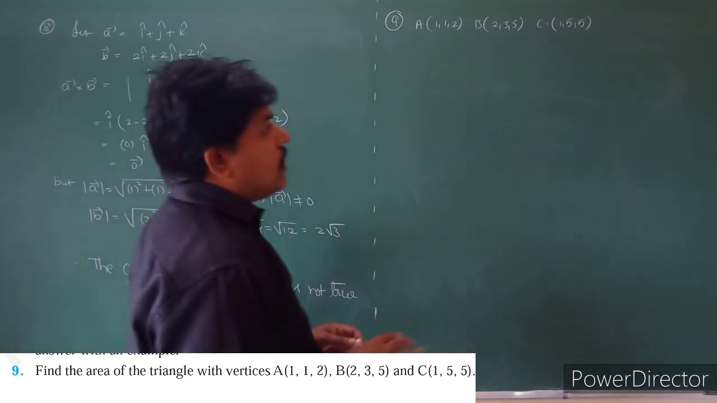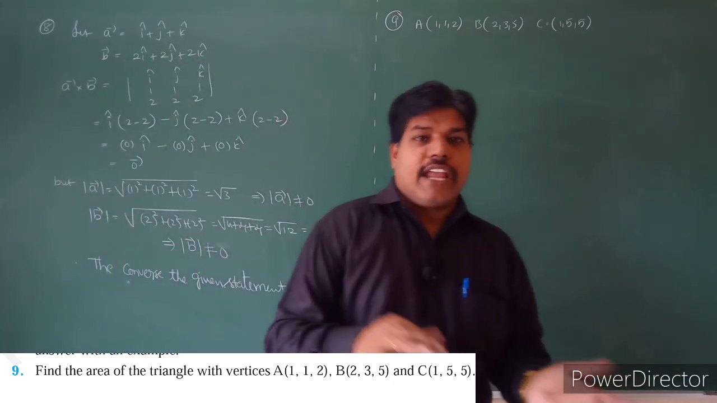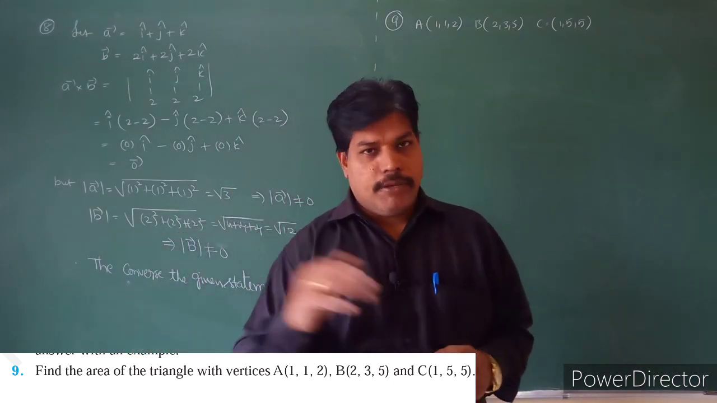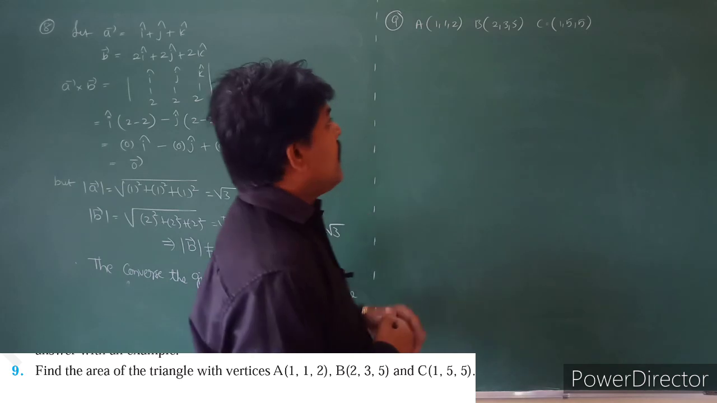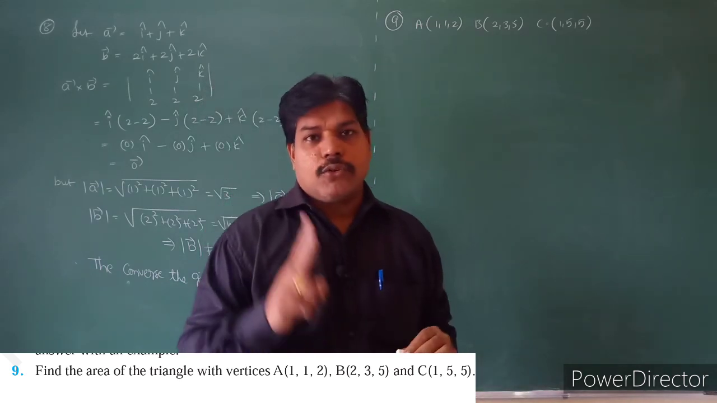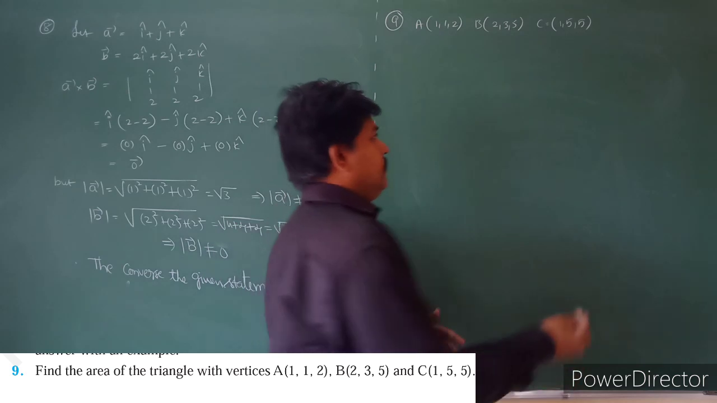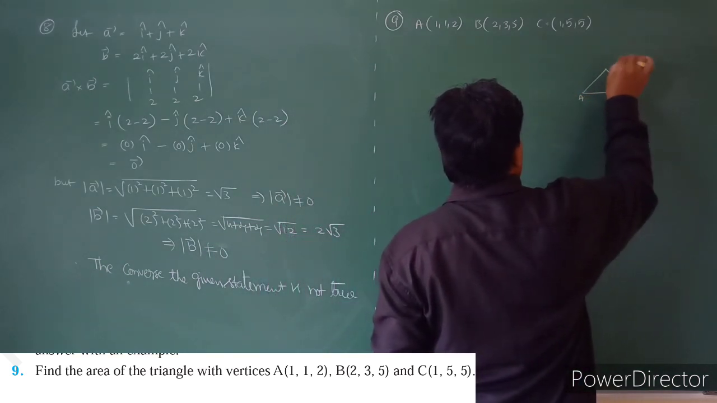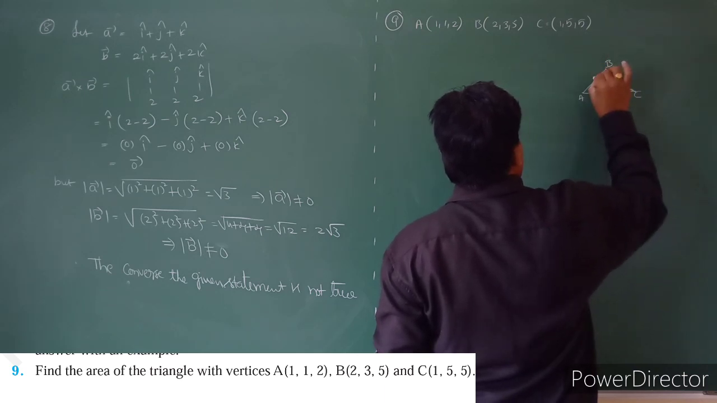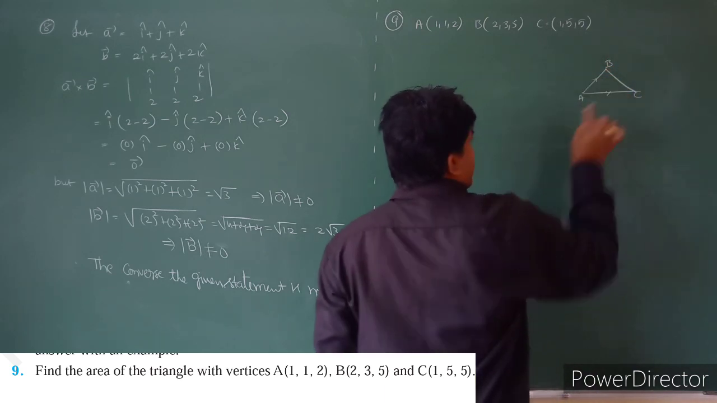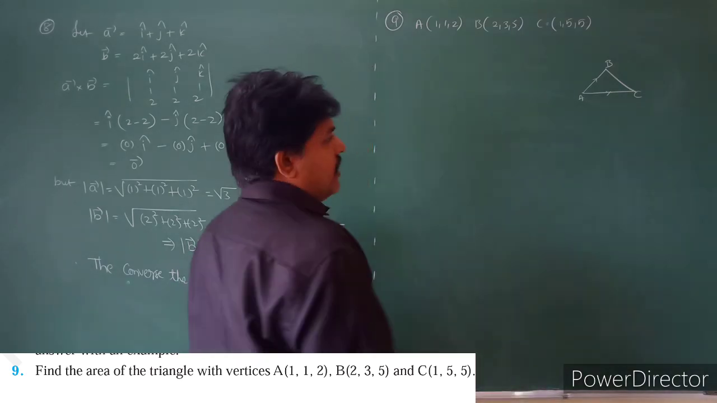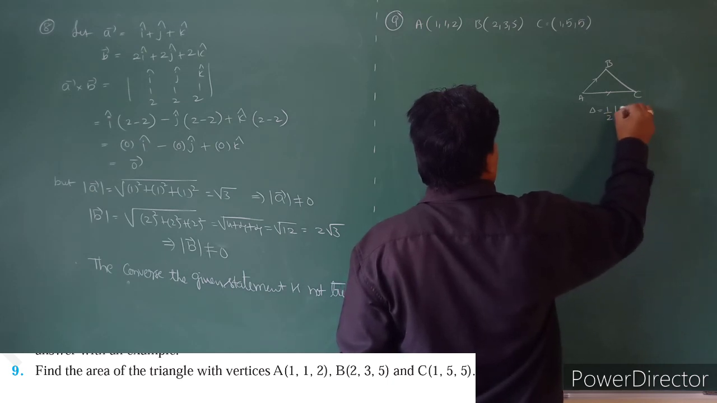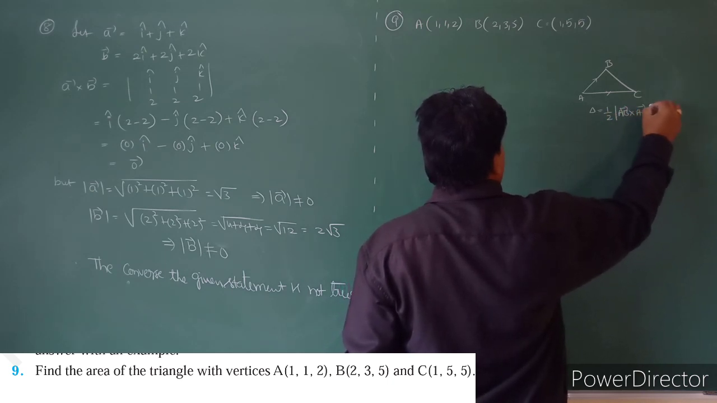I am already told that if any two adjacent sides of a triangle are A and B, then the area is half mod A bar cross B bar. Here they are given the 3 points A, B and C. I will take 2 sides, AB and AC. Then I will calculate the area of the triangle as half mod AB bar cross AC bar.